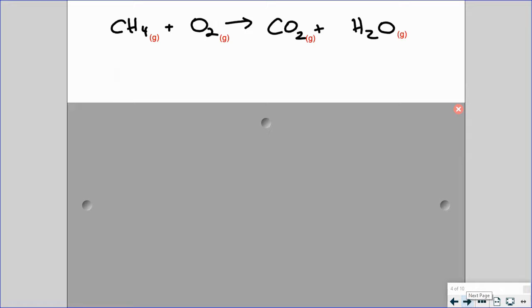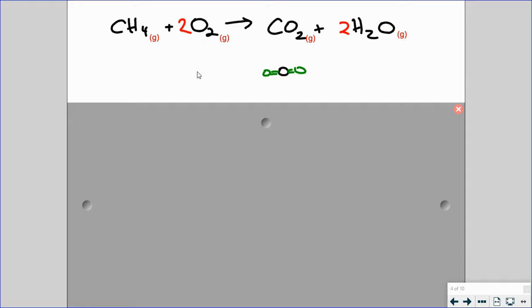Take, for example, this equation. Do you recognize it? It is the combustion of methane. Methane, CH4, reacts with oxygen, O2, to produce CO2 and water vapor. Notice how we have all the states here. After you balance this equation, you end up with the coefficients of 2 in front of the oxygen and the water.